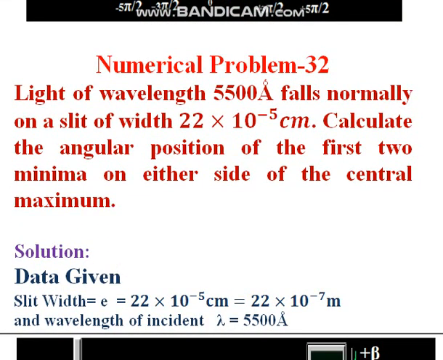The problem is: light of wavelength 5500 angstrom falls normally on a slit of width 22 cross 10 to the power minus 5 centimeter. Calculate the angular position of the first two minima on either side of the central maxima. The intensity graph is symmetrical on both sides, so we can calculate the position of the first two minima on any side of the central maxima.